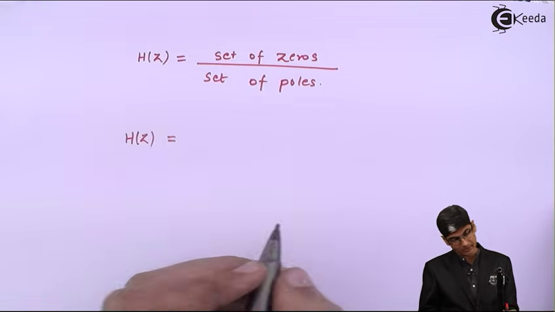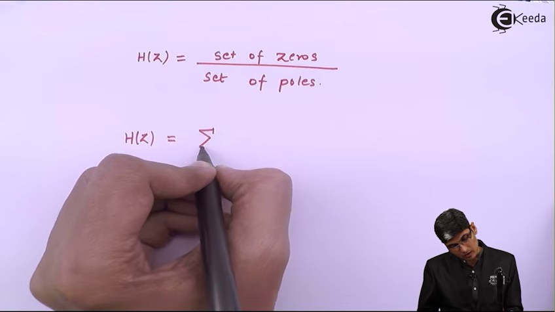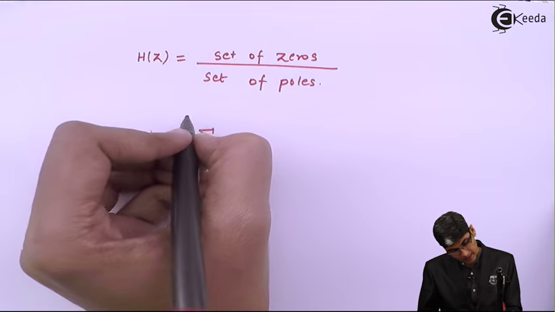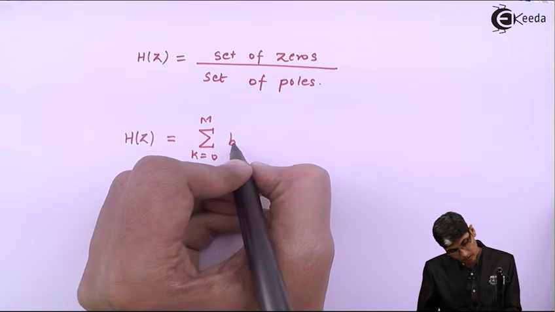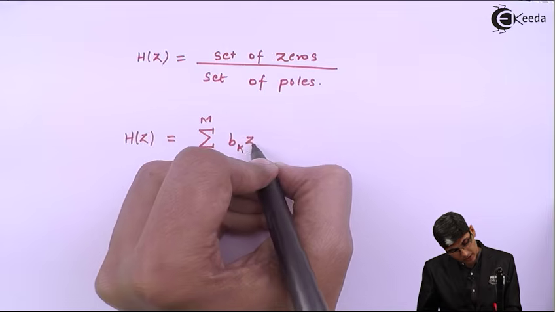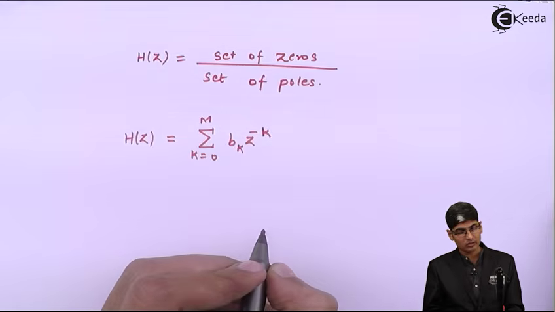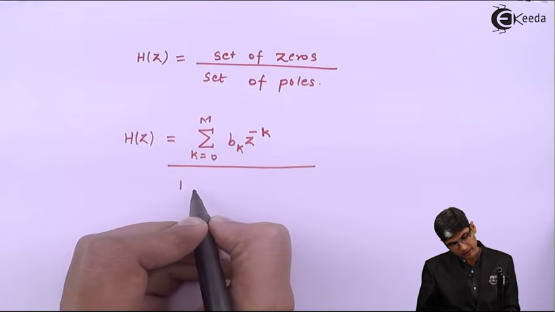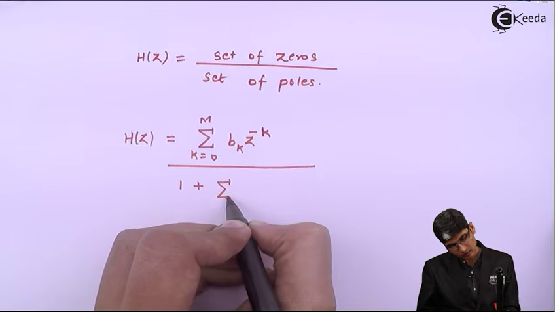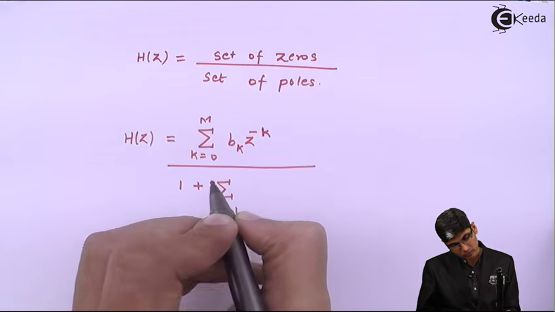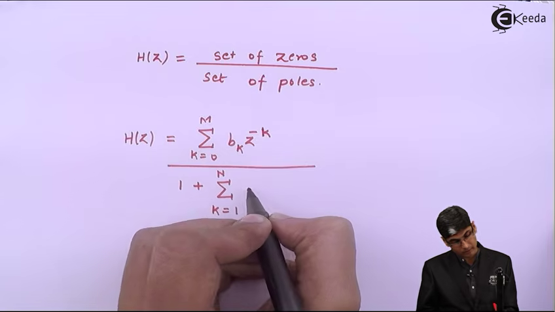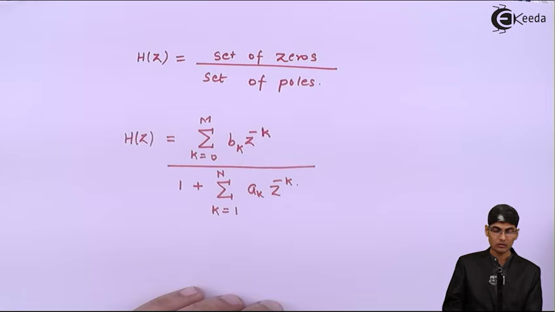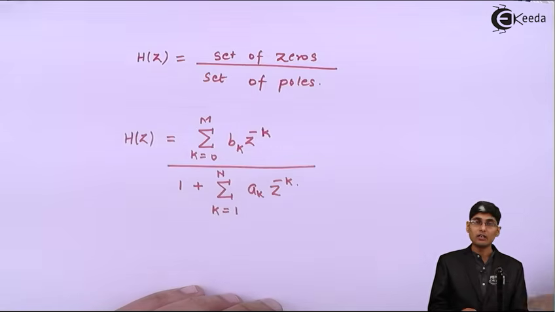You can write H of z as summation k equals 0 to, let's say, M, b of k z raised to minus k. So this is the numerator polynomial representation, whereas the denominator I can write as 1 plus summation k equals 1 to, let's say, N, a k z raised to minus k. Okay, so this is my numerator, this is my denominator.